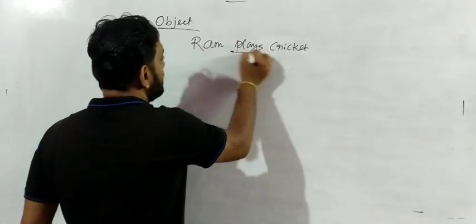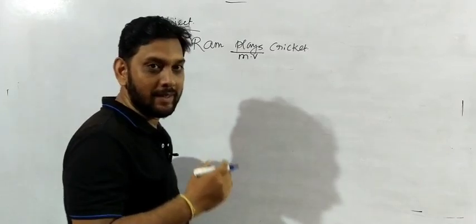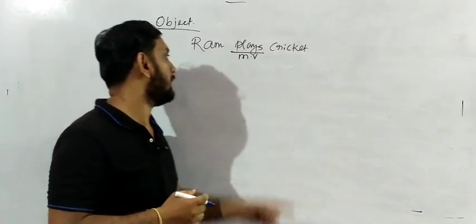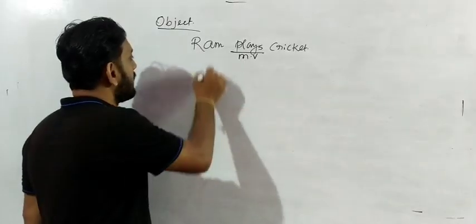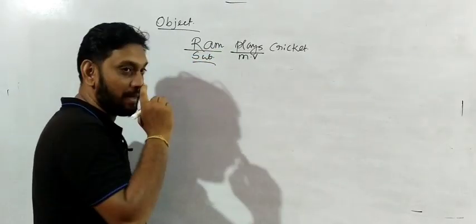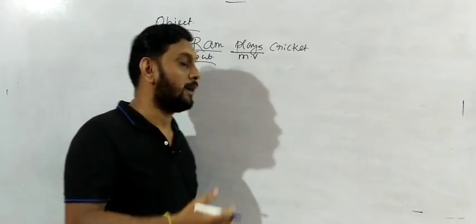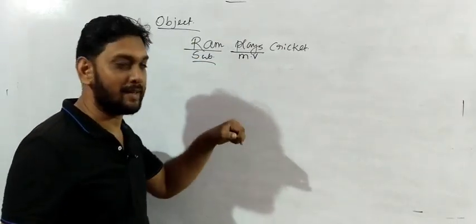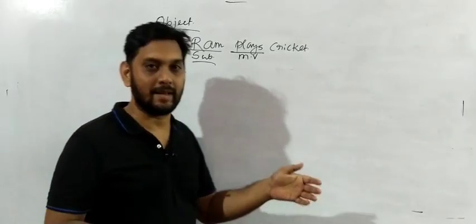Here plays is the main verb. Yes or no? Plays. Very good. Plays here is the main verb, and Ram is the subject. Last day I already told you how you can define subject in a sentence by using the question words what and whom, what and who. You can easily define subject in a sentence. Now today we have to study how you can define object in a sentence.